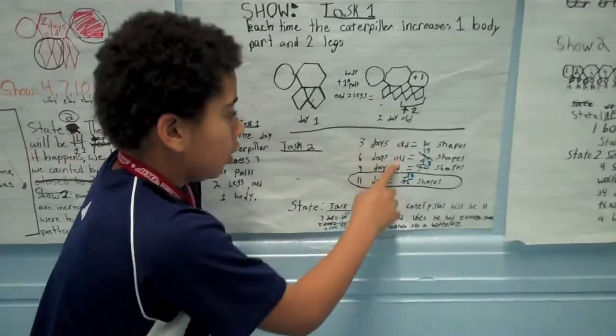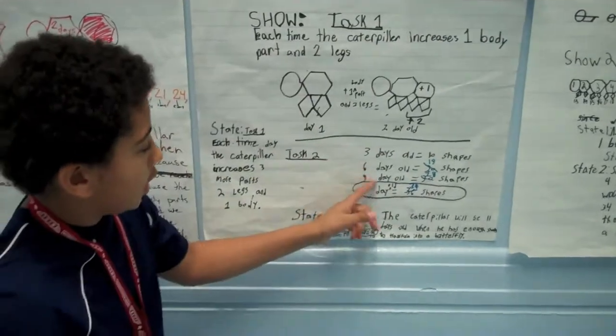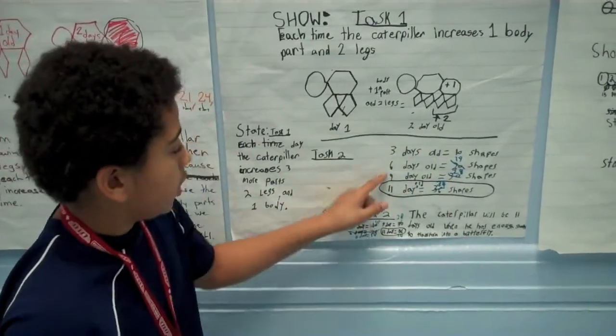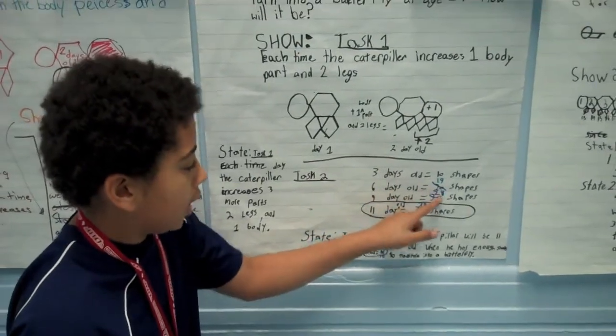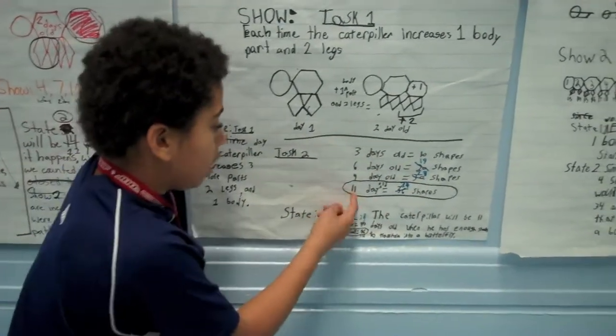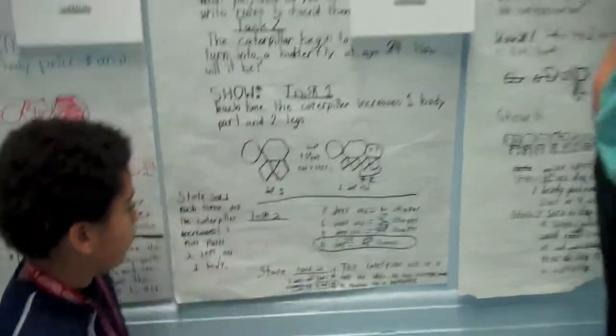Also, when it's 3 days old, it'll have 10 shapes. When it's 6 days old, you have 19 shapes. And if it's 9 days old, it'll be 28 shapes. Then we just added 2 more days, and we got 34.